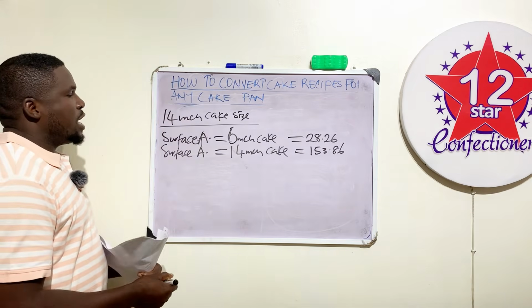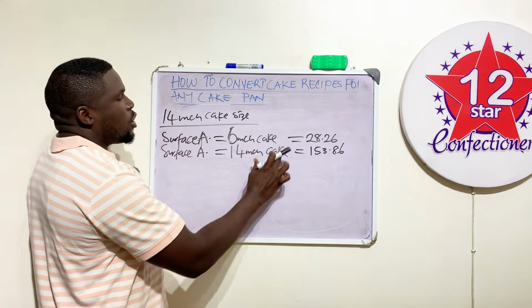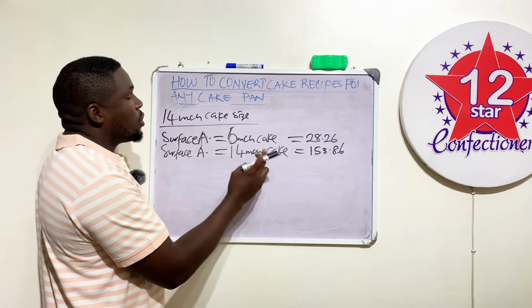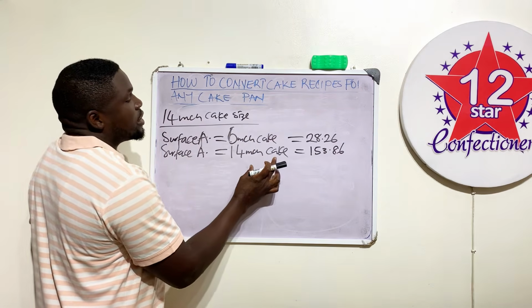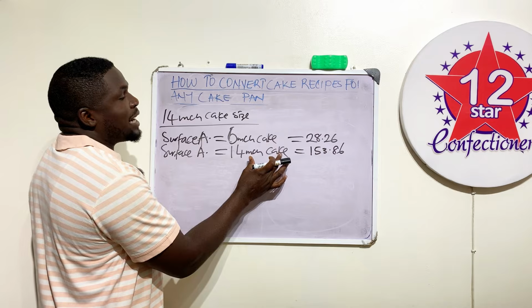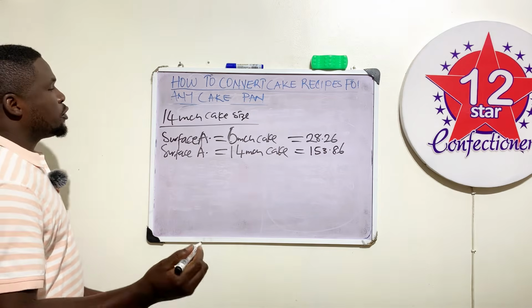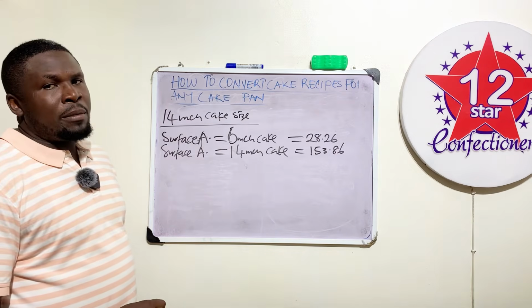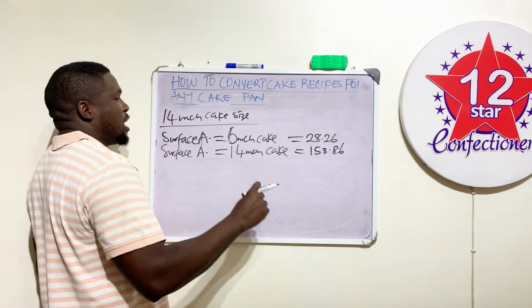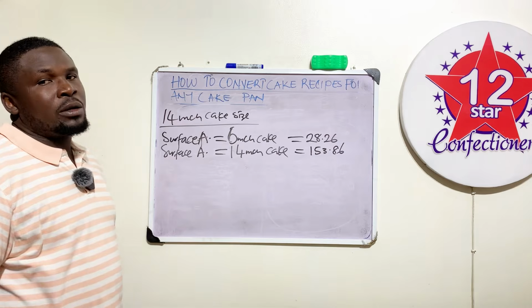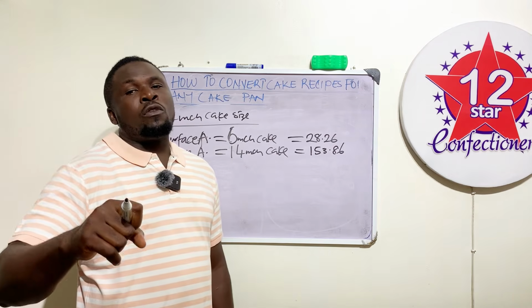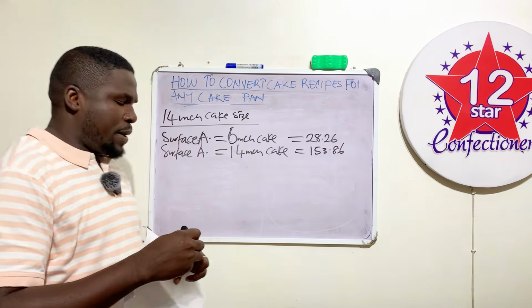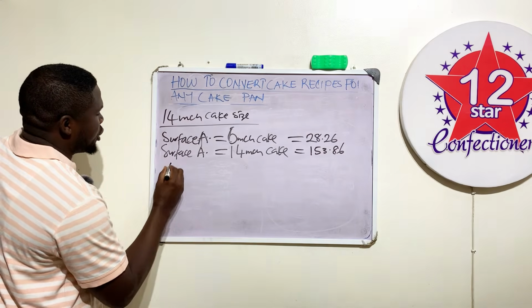So in this place now, hence we've gotten the surface area of our 6 inches, which is the determinant factor, and our 14 inches, which is the desired cake pan that we want to bake. So what we need to do now is we have to impute these two figures in our what? Adjustment amount. So when we impute these two figures in our adjustment amount, we'll now get the adjustment amount and multiply it by the recipe of our what? 6 inches cake pan.